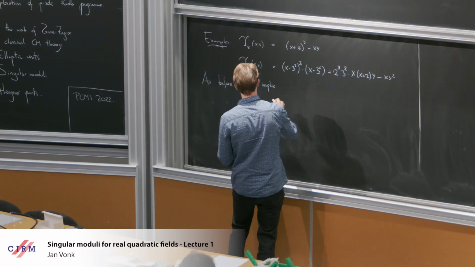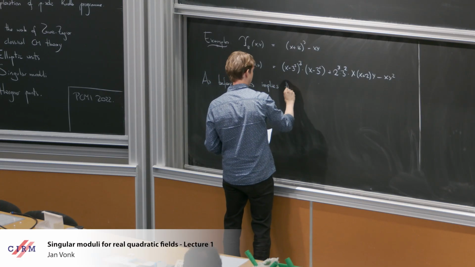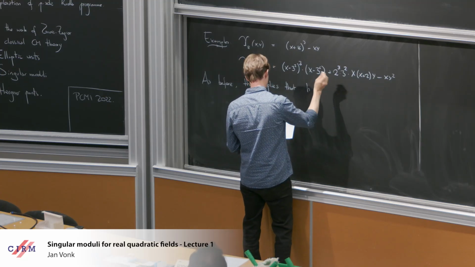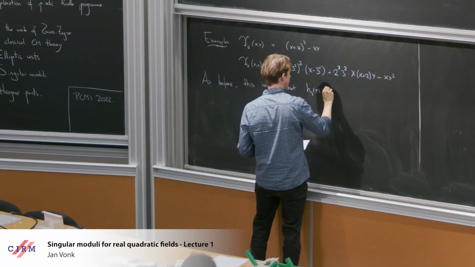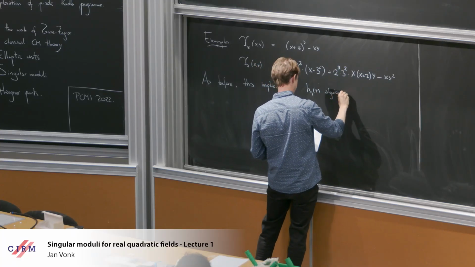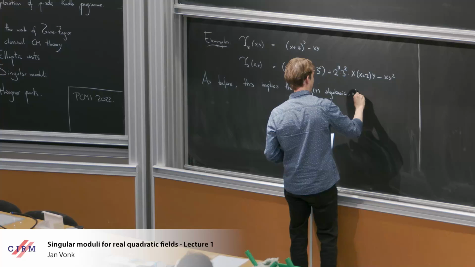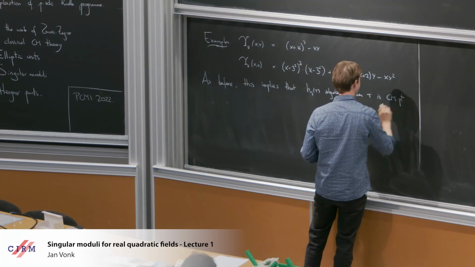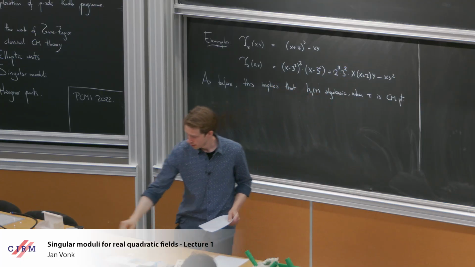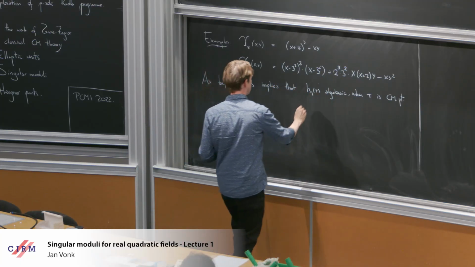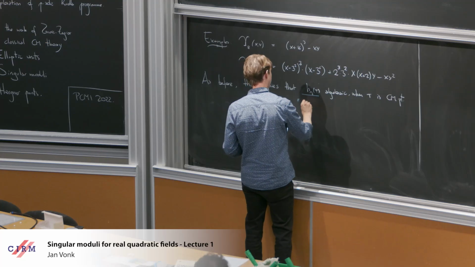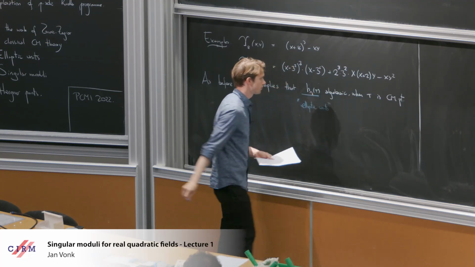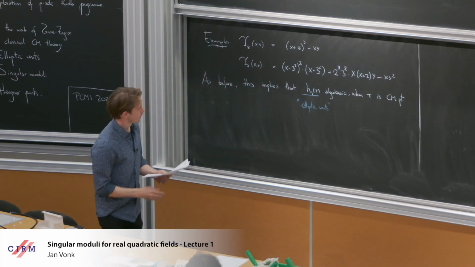So let me just note that as before, this implies that these H gamma of tau are algebraic when tau is a CM point. And just to reiterate what I already stated, these I will refer to as elliptic units. All right.